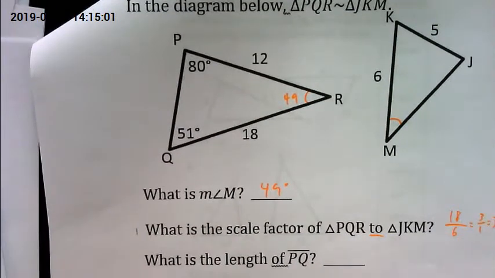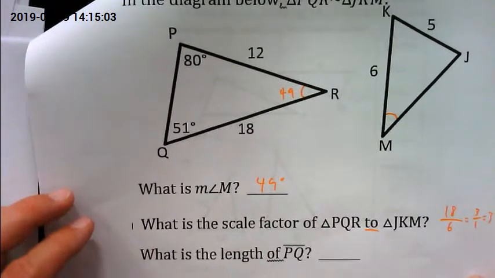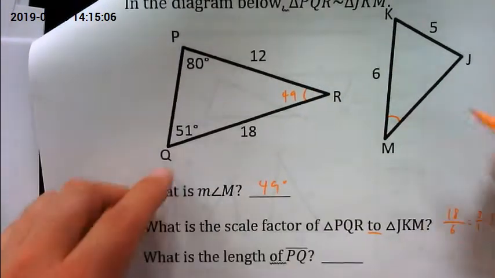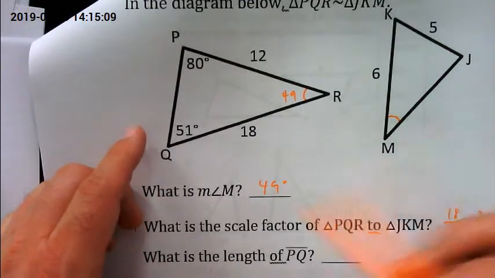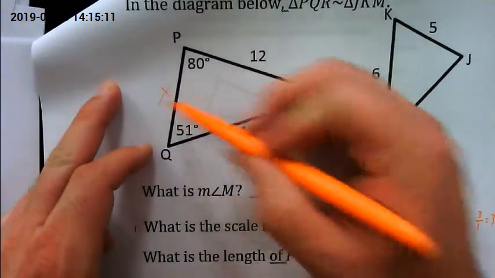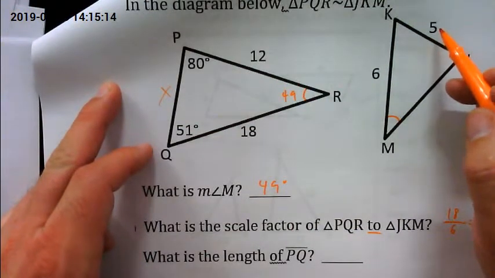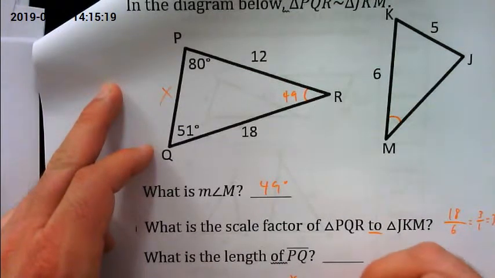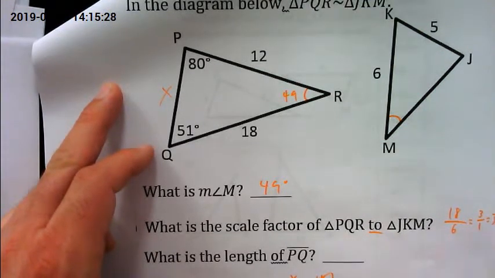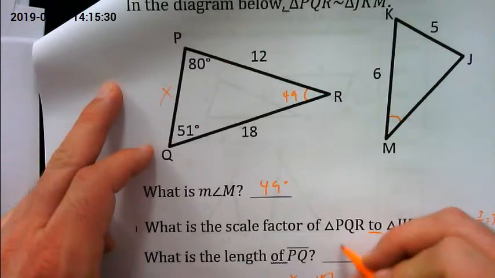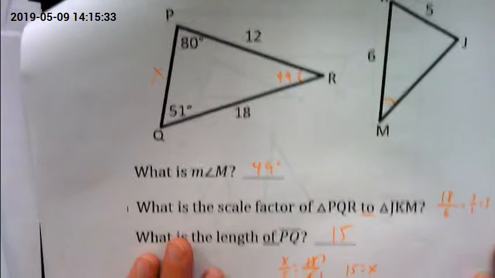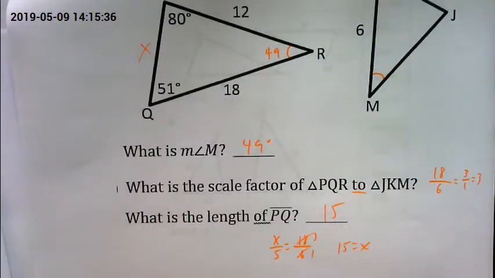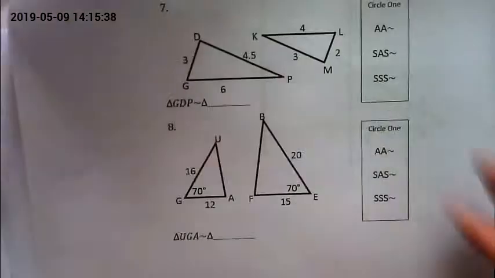What is the length of PQ? So PQ we have to solve for. We're missing this side. I'm going to call it X for right now. It's matching up with the 5. So X and 5, and we had 18 and 6. If you already reduced it over here, you could have used that reduced version. Cross multiply. 15 equals X. And that's it. All right? Good? Moving on.